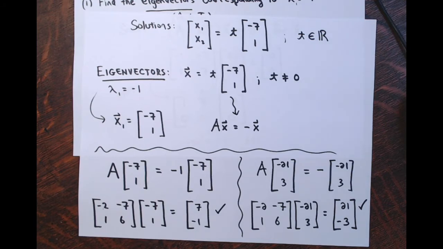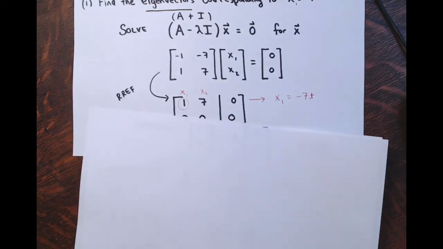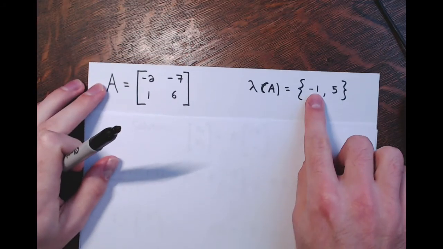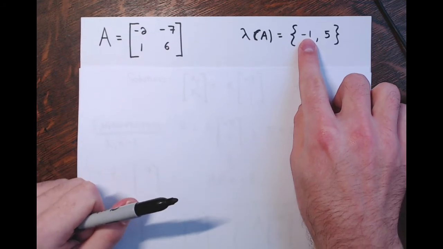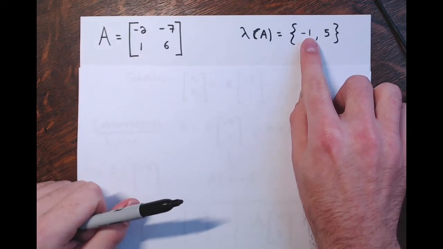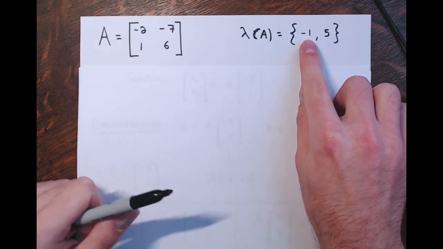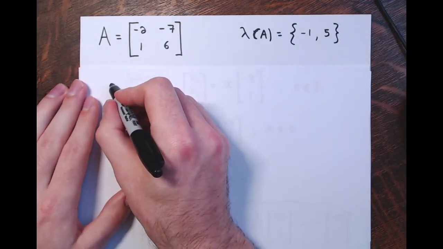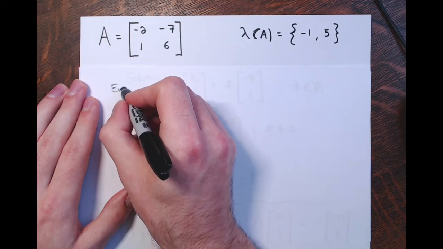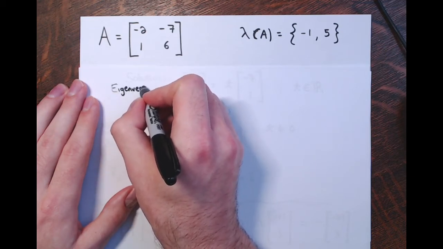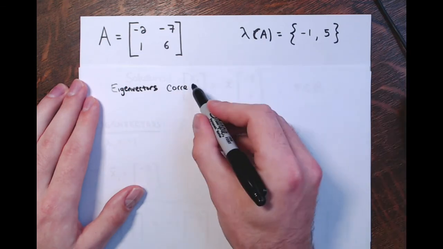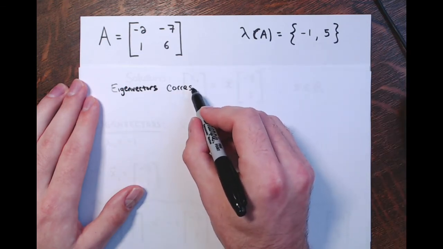Now, what about for lambda equals 5? All right, so same matrix. We found all the eigenvectors corresponding to negative 1. Right? They were just all the multiples of the vector negative 7, 1. Now how about for 5? So how about the eigenvectors corresponding to lambda equals 5? And I'll call that lambda 2.